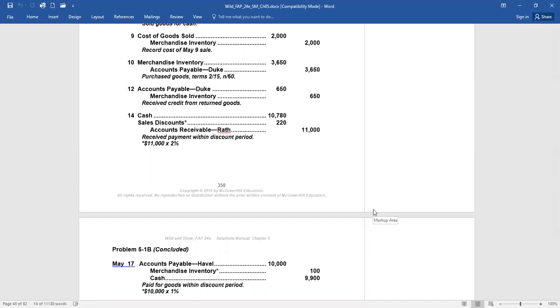So in one discount, you saw the customer taking advantage of a discount and how the company records it. And in the second one, you saw the company taking advantage of a discount and how it's recorded.